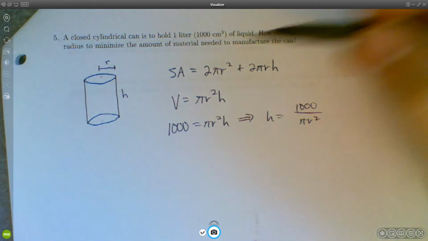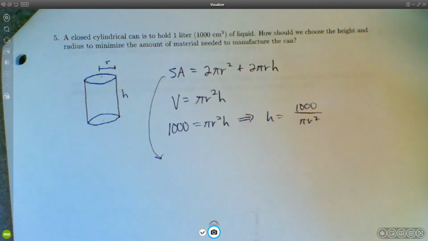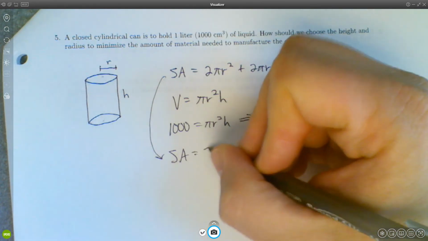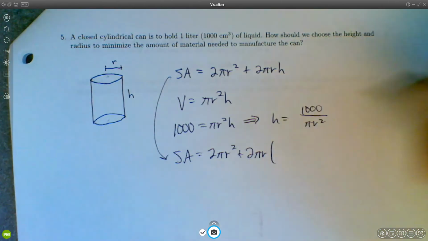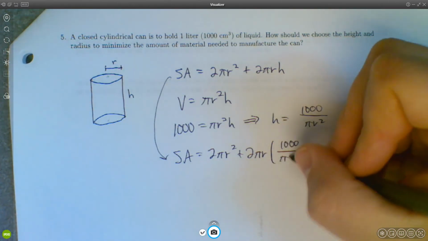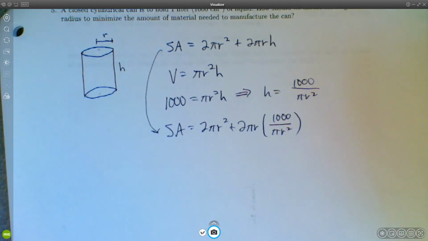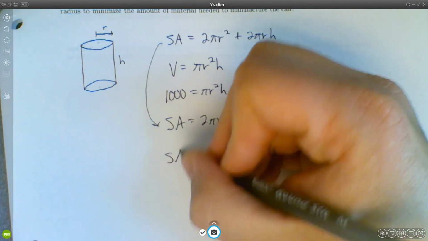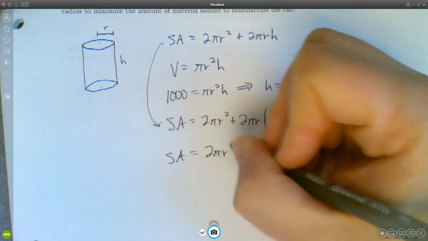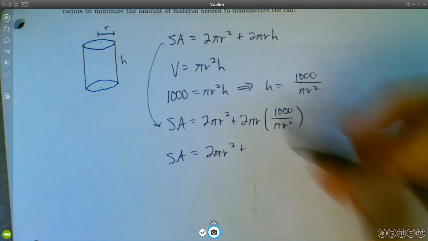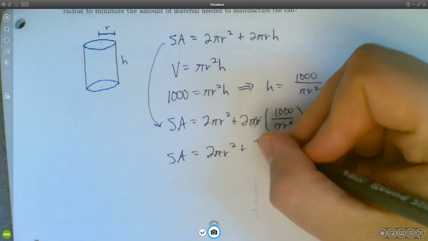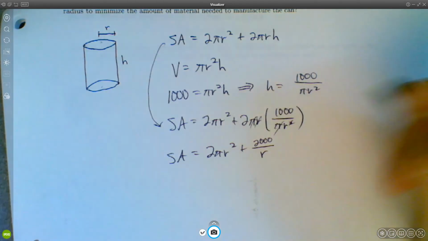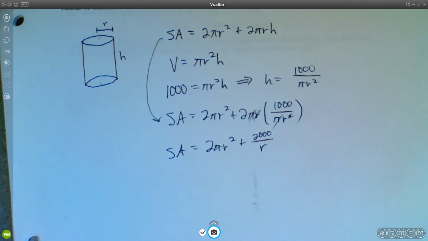Okay, so when I do that, now the formula for the surface area becomes 2 pi r squared plus 2 pi r times 1,000 over pi r squared. And that's kind of nice because that simplifies a little bit more. I'm going to have 2 pi r squared plus, the pi's will cancel, one of the r's will cancel. We'll have 2,000 over r. Okay, so that's what we need to minimize.